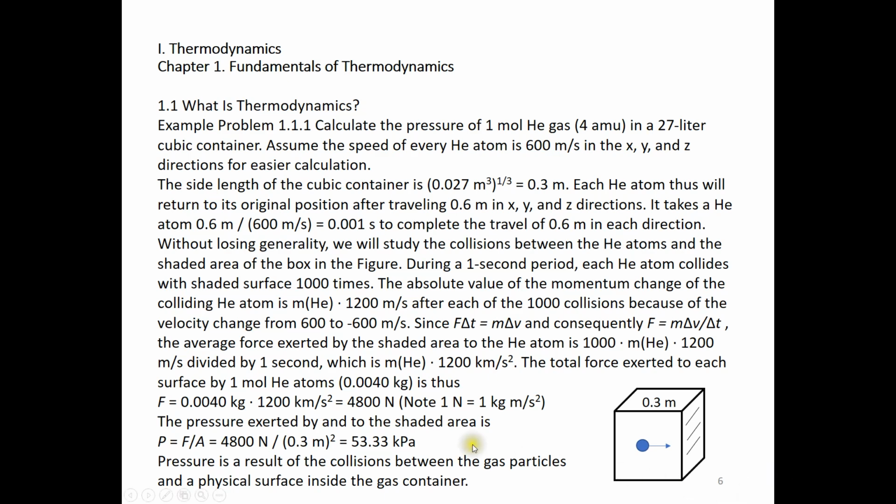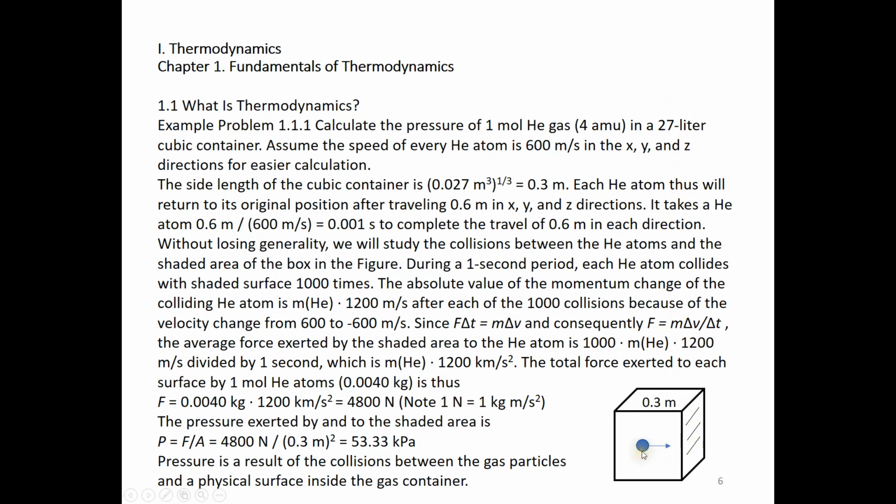So, first example problem in this section, 1.1.1: we'll calculate the pressure of 1 mole of helium gas in a 27 liter cubic container. We'll assume the speed of every helium atom is 600 meters per second in the x, y, and z directions for easier calculation. So now let's look at this container. It has a side length of 0.3 meters. 0.3 meter to the power of 3 is 27 liters.